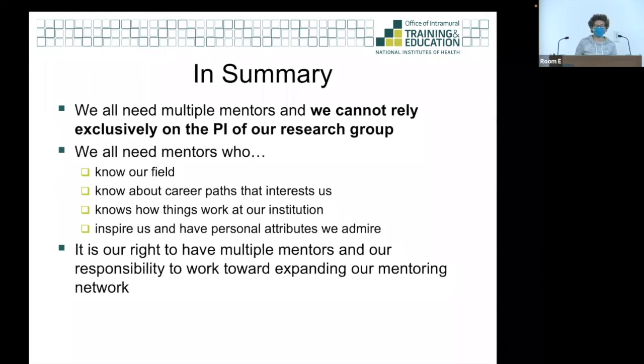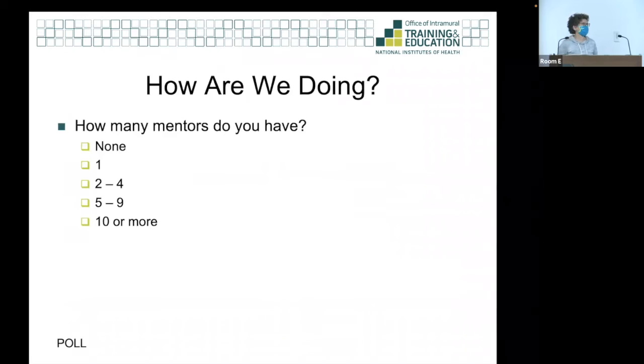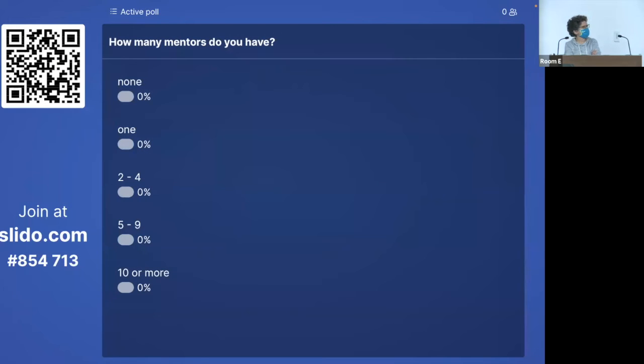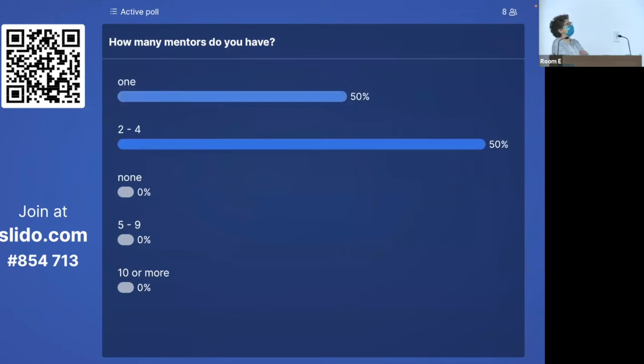It is our right to have multiple mentors. It is really also our responsibility to work towards expanding our mentoring network. Well, I want you to just pause for a moment here. We're going to transition away from this part to the other part of the talk. I just want you to think, how many mentors do you actually have? Whether they're people you've lost contact with or not, hold on to them for a moment and just add them to the list right now. So we're going to do a poll. How many mentors do you have now, today, in this time?